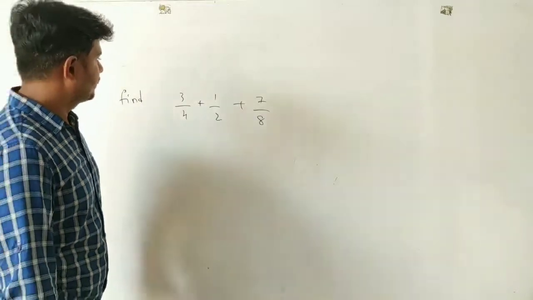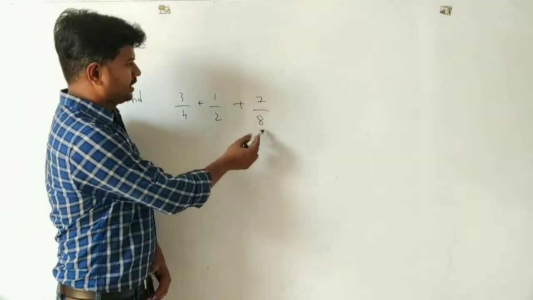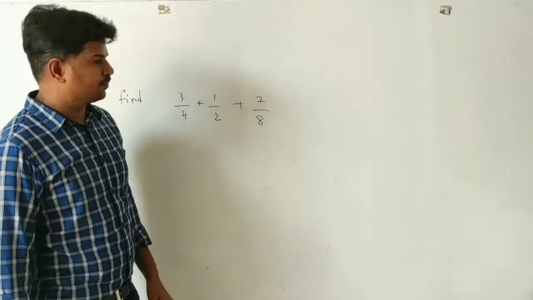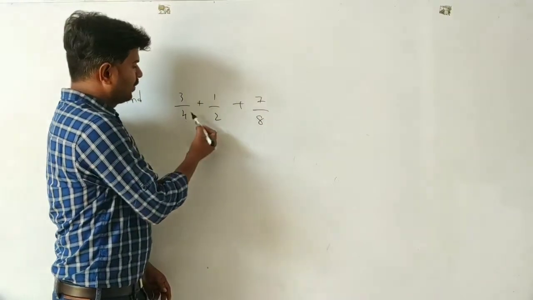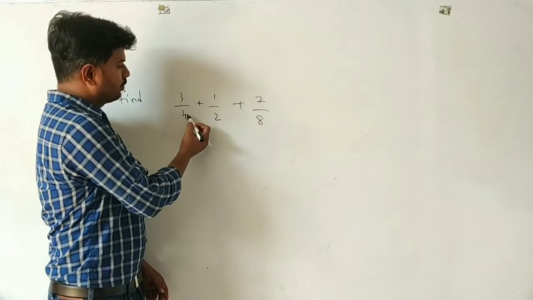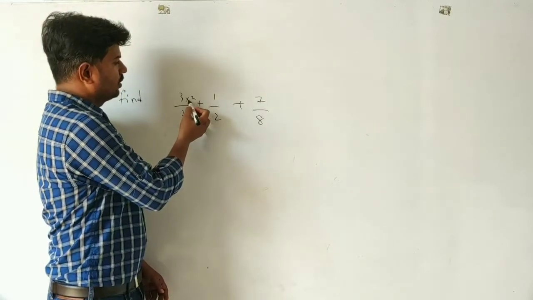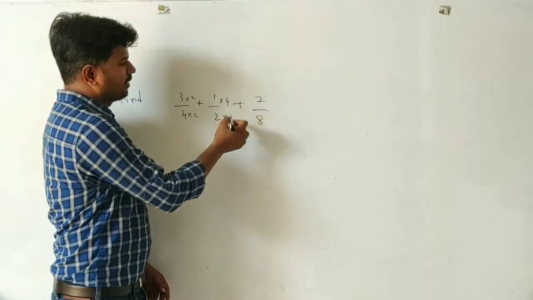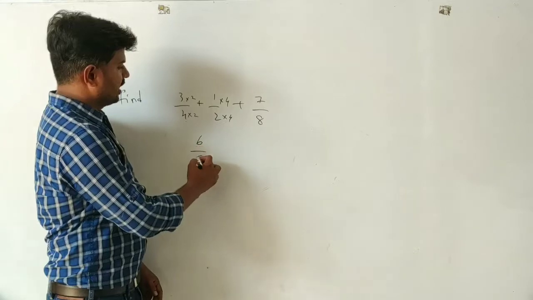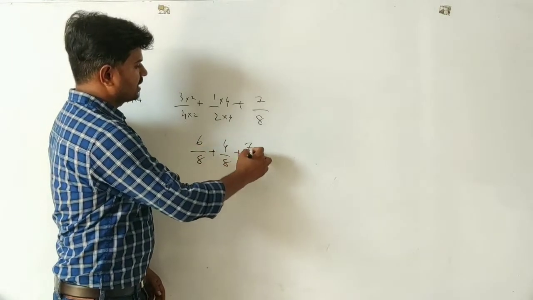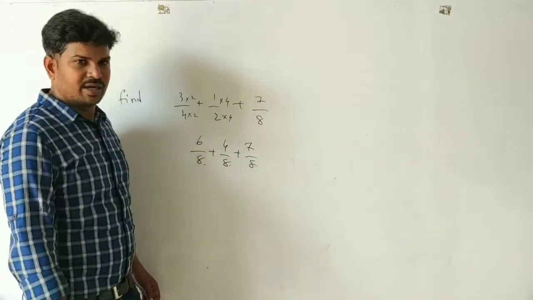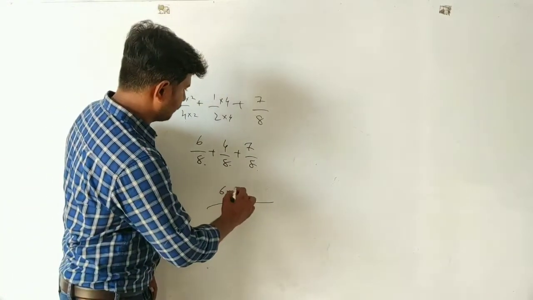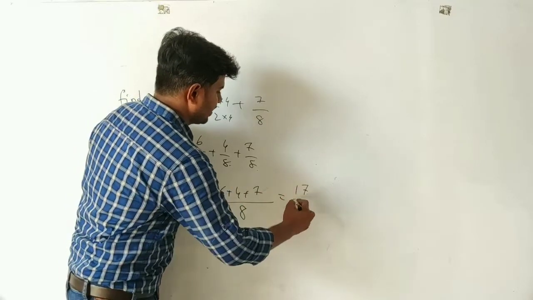Let's take another example. Here the denominators are different, so we cannot add directly. First we have to make the denominators the same. The highest denominator here is 8, so we have to make this denominator 8. Here, multiply by 2 and divide by 2. And here, to make it 8, multiply by 4 and divide by 4. Now this becomes 6 by 8 plus 4 by 8 plus 7 by 8. Now all denominators are the same, so we keep the common denominator and add 6 plus 4 plus 7, which is equal to 17 by 8.